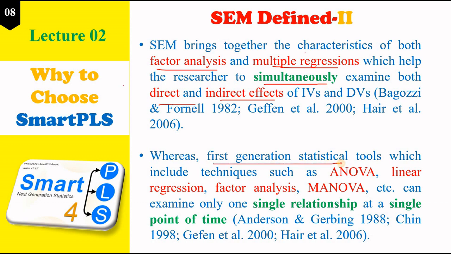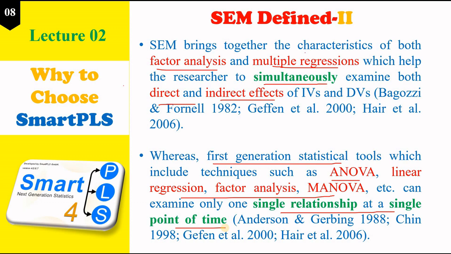So the first generation softwares, which include techniques like ANOVA, linear regression, factor analysis, MANOVA, etc., can examine only a single relationship at a single time. So that was basically the limitation of the previous software.